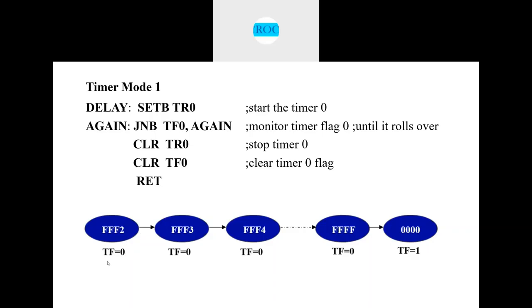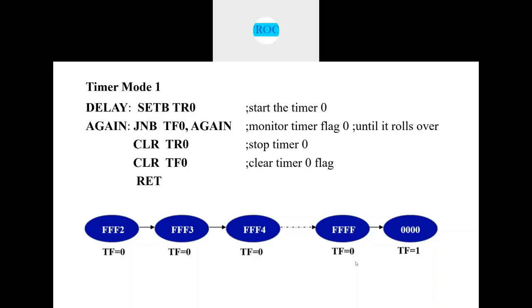As the number of clock pulses increases, on the first clock pulse it receives, it increments the value by 1, so that it is FF3 now. It has not set the overflow flag, because the maximum value we can have is FFH. Again it receives a clock pulse, and the count in timer 0 will be incremented by 1. Now it will be FF4, and it will keep on incrementing as it receives clock pulses, and the maximum count is FF here.